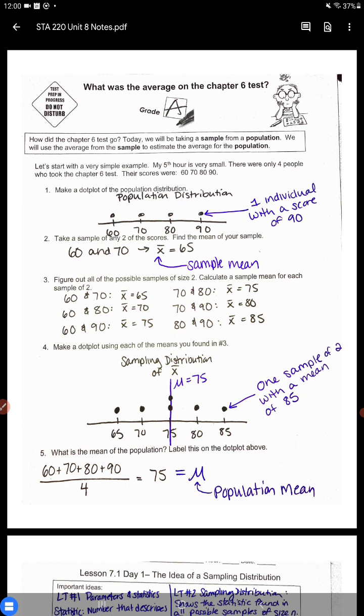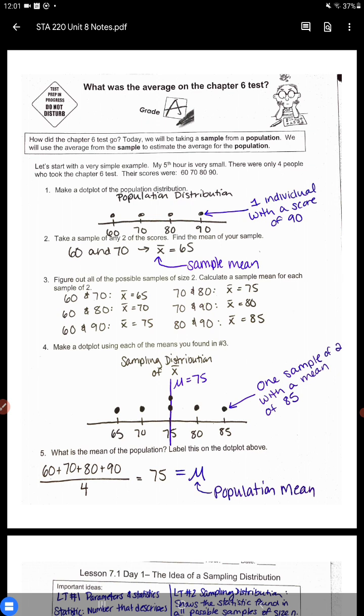So, Unit 8 is all about something called sampling distributions, and I do want to take just a moment to remind you what a sample is before we dive into this. So, let's say that you were wondering about how people in Bowling Green felt about the fast food options that were available to them, and so you want to give them a survey, right?